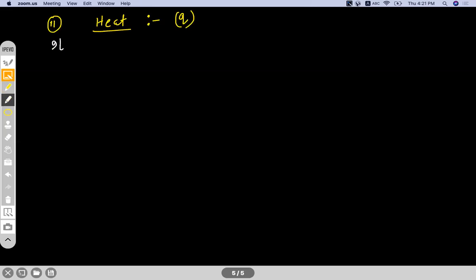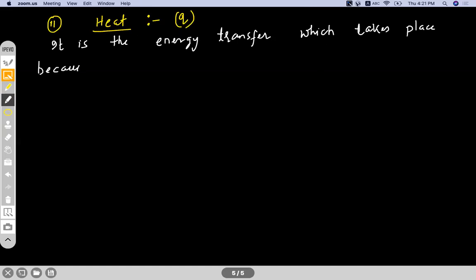Definition, write down. It is the energy transfer which takes place because of difference in temperature. A hot object, you keep in touch with a cold object, the heat transfers from hot to cold, always high temperature to low temperature.